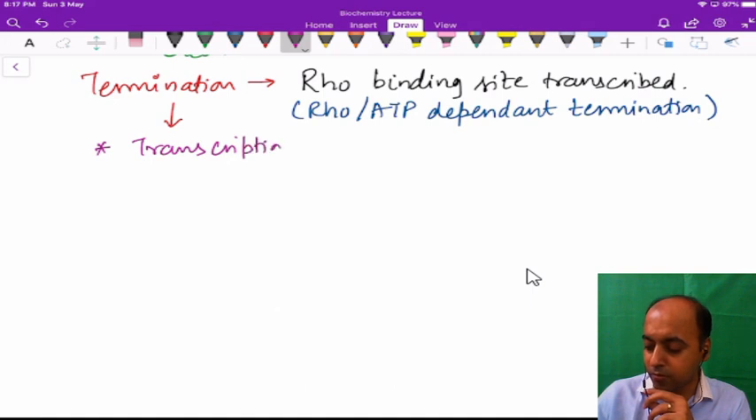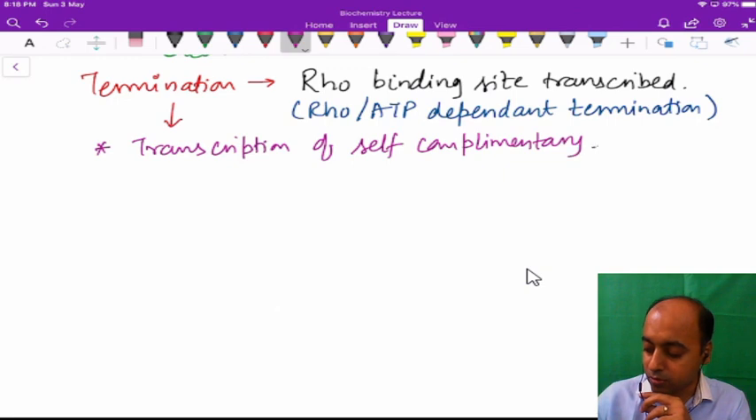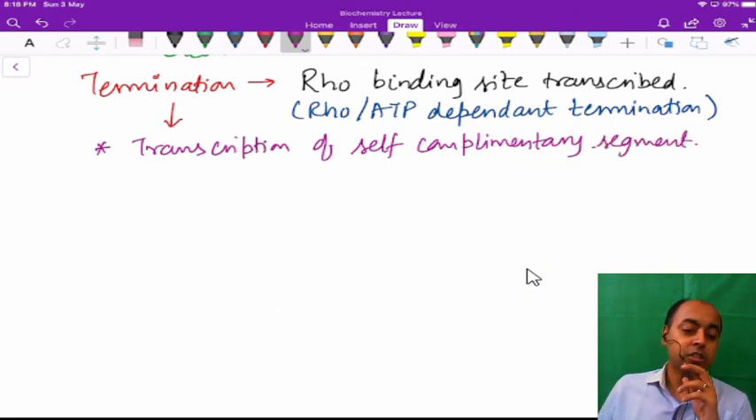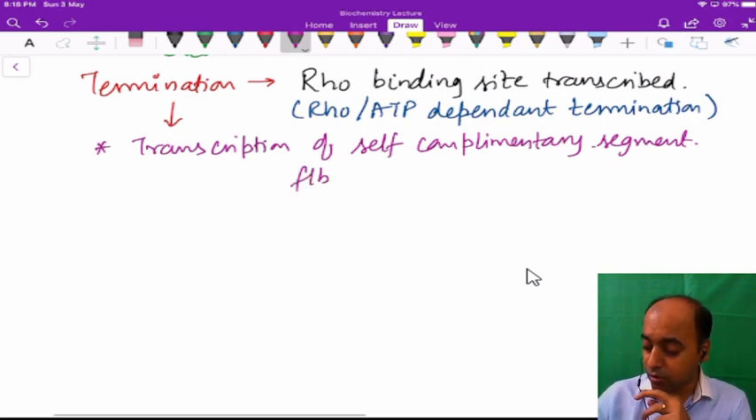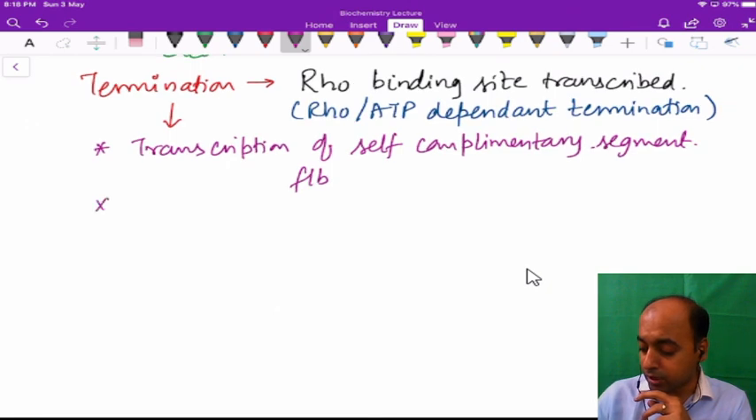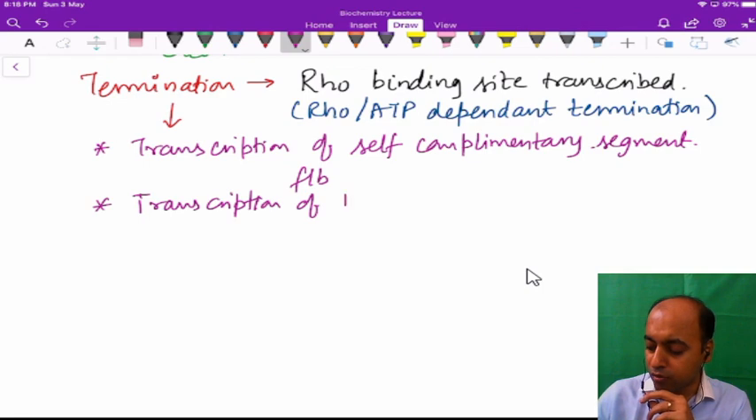Transcription of self complementary segment. So in this termination, first we have the transcription of the self complementary segment, followed by transcription of poly U segment.